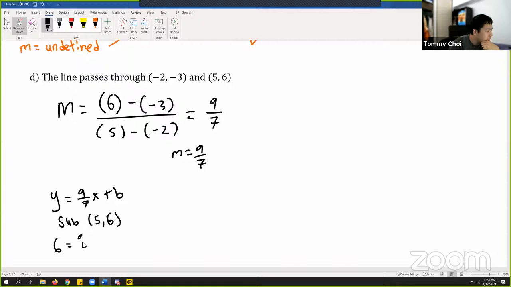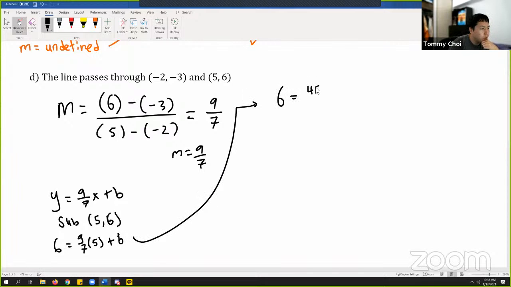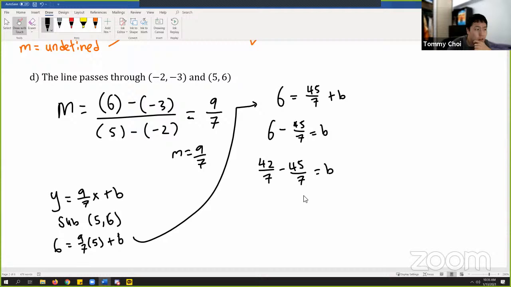And that's going to give me 6 is equal to 9 over 7 times 5 plus b. In doing so, I will get 6 is equal to 45 over 7 plus b, because 9 times 5 is 45. Moving the 45 over 7 to the left side will give me 6 minus 45 over 7. And I have to change 6 in terms of denominator 7, which will give me 42 over 7 minus 45 over 7, which gives us our finale. Negative 3 over 7 is equal to b.